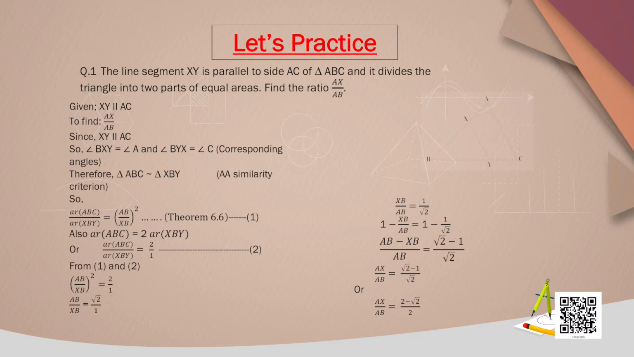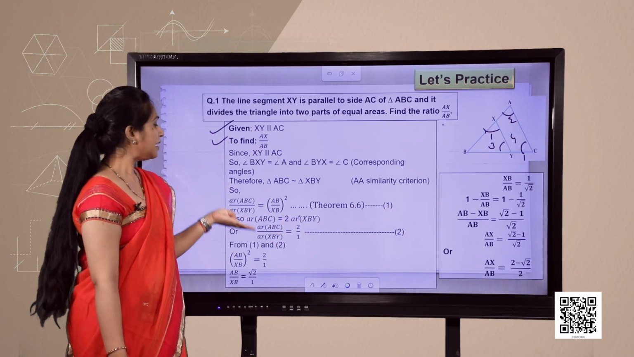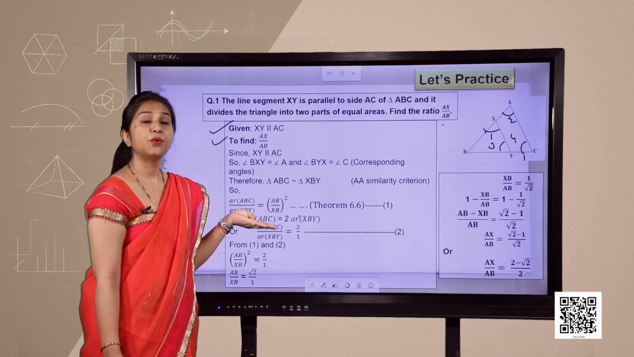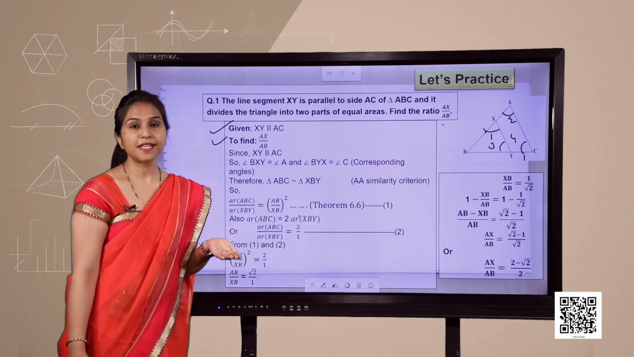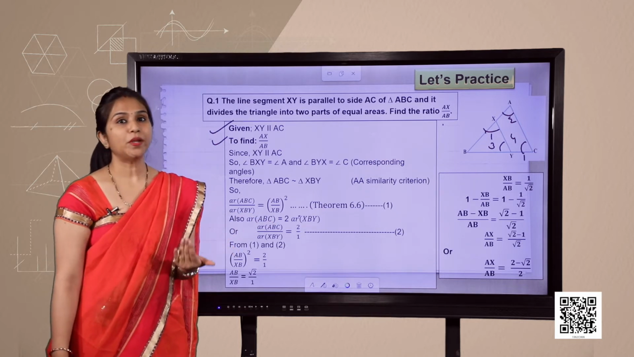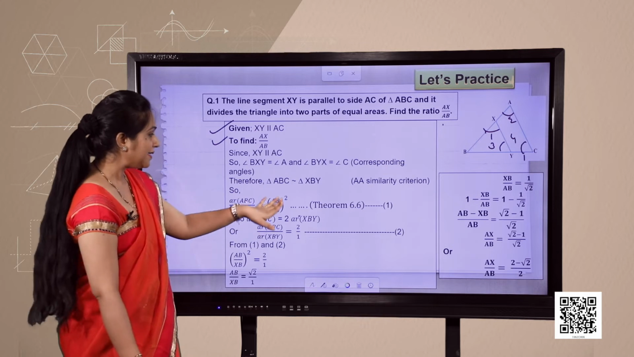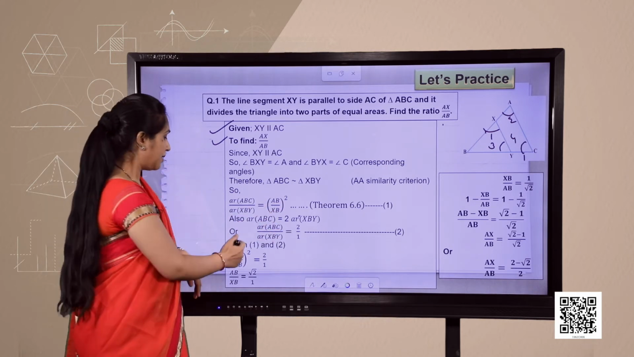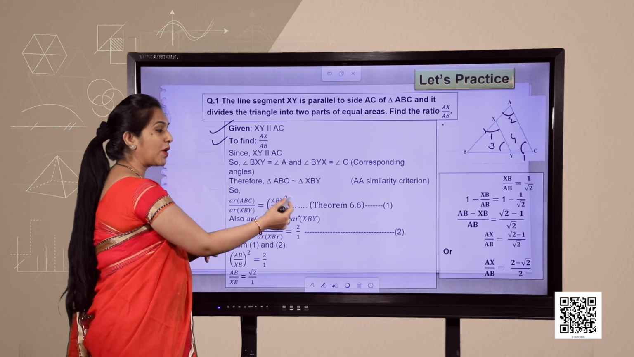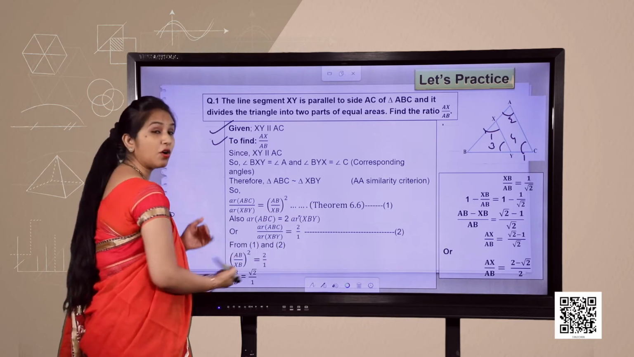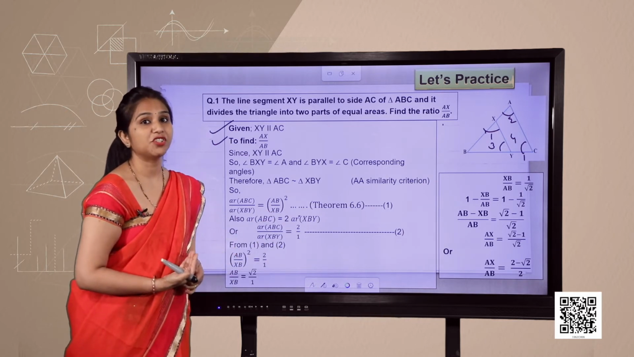If I shift this area from the right side to the left side, what will we have? Area of ABC upon area of XBY is equal to 2 upon 1. So, this is your equation 1, this was your equation number 2. Now, if you see the left hand side of equation 1 and 2, they both are equal. So, when their left sides are equal, you can also equate their right sides, right. So, on the right side what will we have? We will have AB upon XB whole square is equal to 2 by 1. This is on comparing equation 1 and equation number 2.